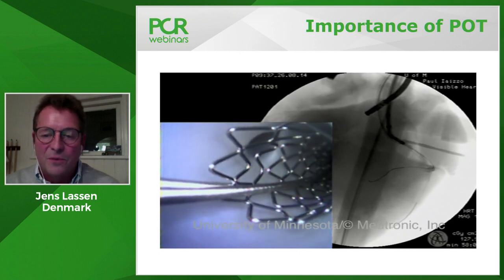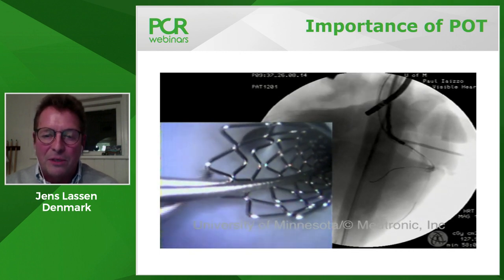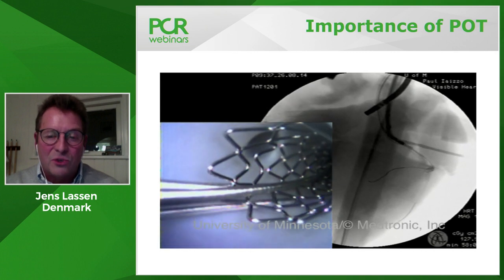This is a running video from the Visible Heart Laboratory in Minneapolis. This is an angioscope, and it shows us very easily what the problems are when we have implanted the stent with respect to the distal diameter and go for the proximal diameter. If we don't do the POT, it's very easy to go behind the stent struts and actually hamper the stent geography. But again, coming back to the initial scaffolding, which was finalized with a kissing.